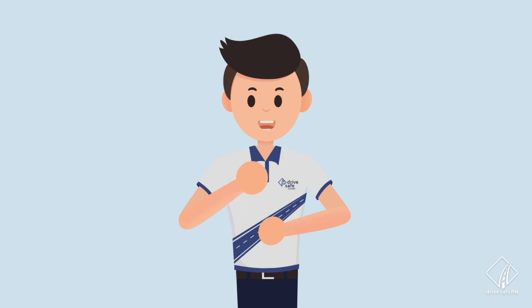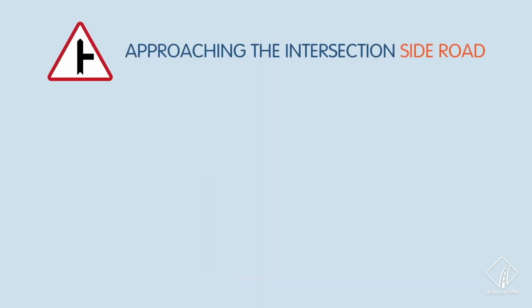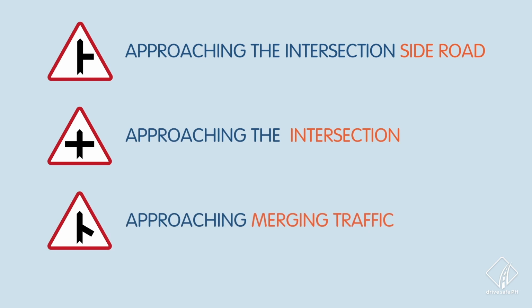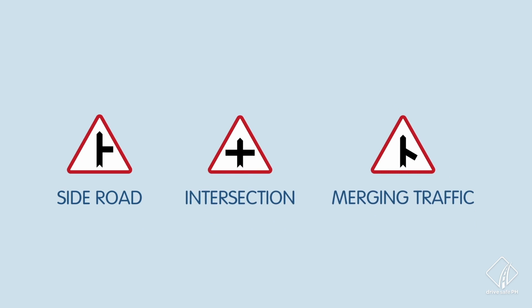You might also see any of the following warning signs when approaching intersections and junctions. Let us first discuss the signs when you approach an intersection. This is a sign when you are approaching the intersection side road, while the cross sign with an arrow pointing up plainly means you are approaching the intersection. Lastly, this means you're approaching merging traffic. Side road, intersection, merging traffic.